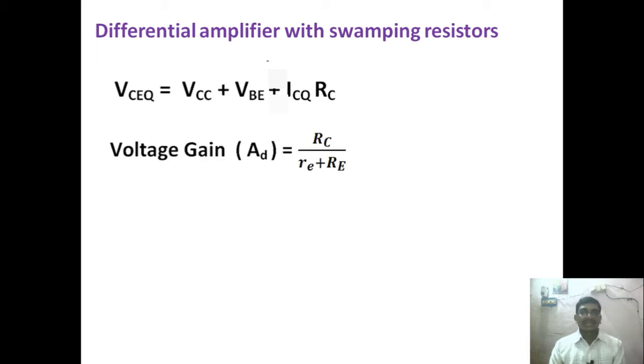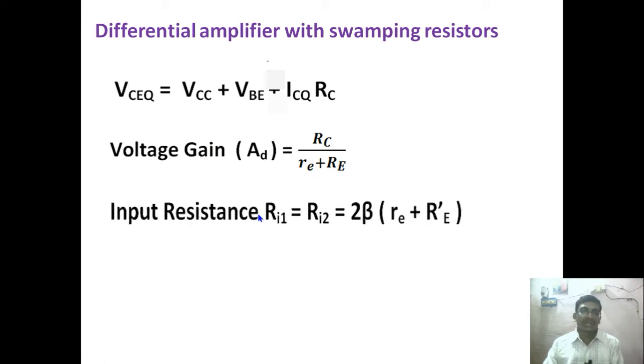So the voltage gain AD can be given as RC by re plus capital RE dash. Here what we can observe is that in a normal differential amplifier AD is equal to RC by small re only. Here we are getting the plus RE dash in the denominator. So we can say this voltage gain AD is not only depending upon the AC resistance re, it is also depending upon the RE dash.